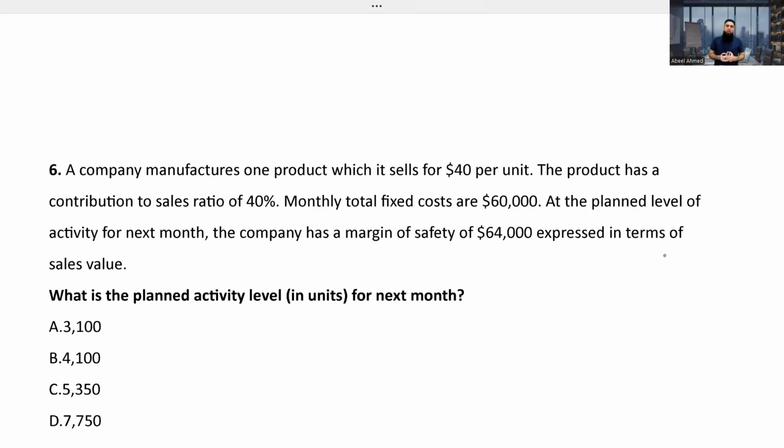Okay, dear performance management student, let's discuss a question on CVP analysis. We have taken, as usual, this question from Study Hub. So let's dive into this question.